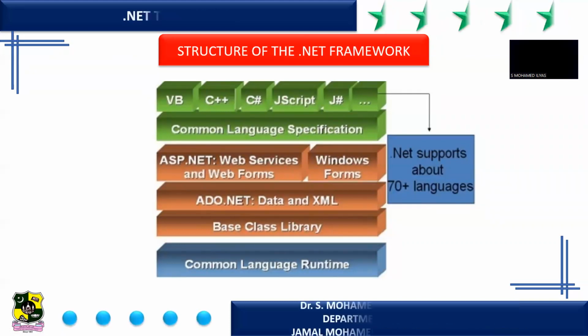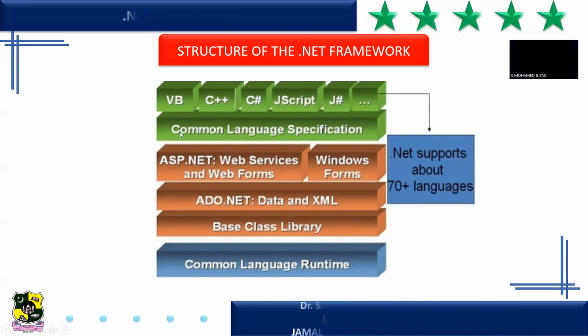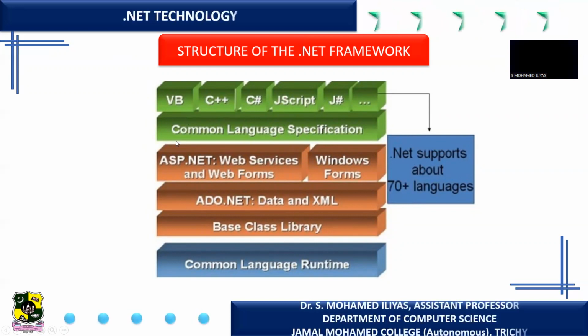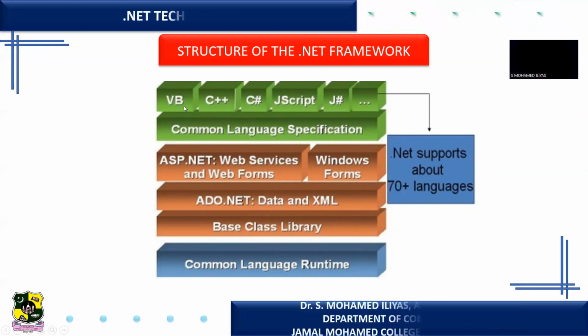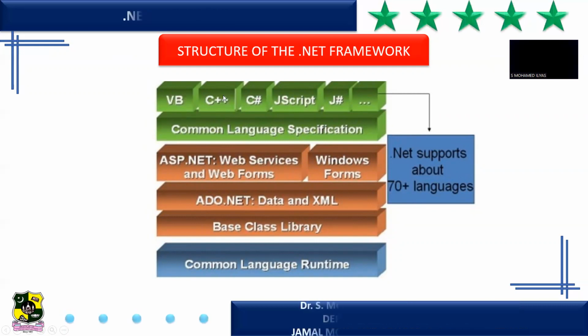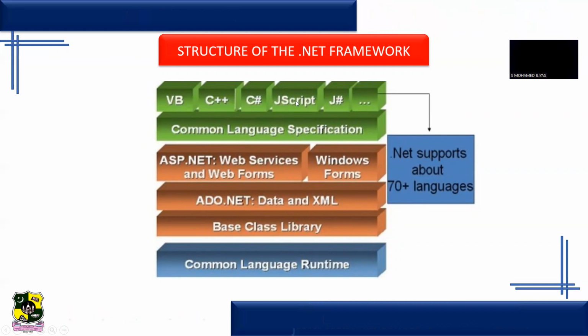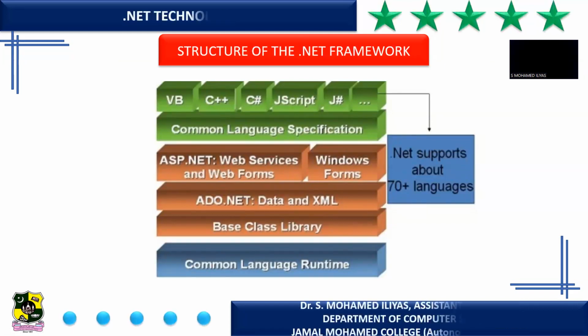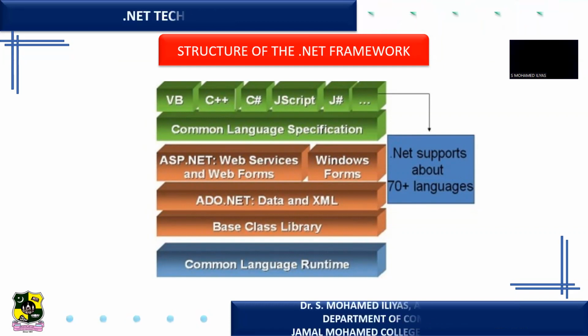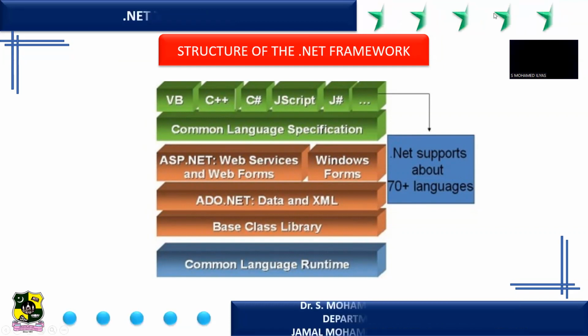So what is CLS? CLS means it supports 70 plus languages. It converts the languages into the Common Language Specification and sends them to the base class library. The various famous languages supported by the .NET Framework are Visual Basic, C++, C#, JavaScript, J#, like that. Nearly 70 plus languages are supported in the framework. So this is called the structure of the .NET Framework.